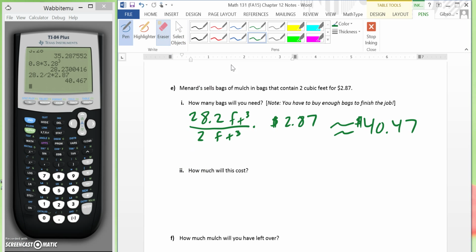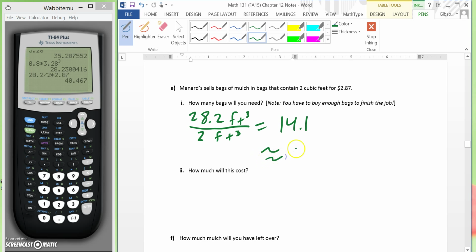Okay, class, I made a slight error here because they just wanted to know how many bags we needed. So what we need to do is this here. It seems that each bag comes in 2 cubic feet. So we would take the 28.2 divided by 2 like we have here. That will give us 14.1. Okay, now we know we do not have 0.1 of a bag, so it'll give us 15 bags.